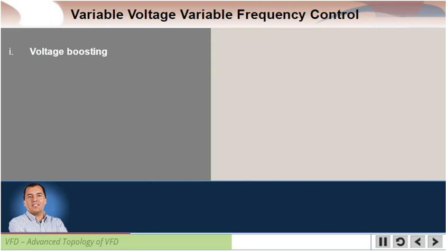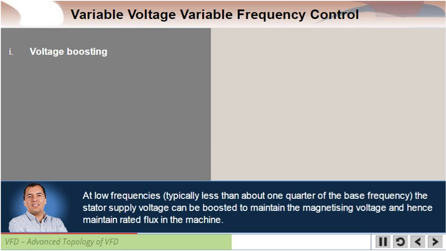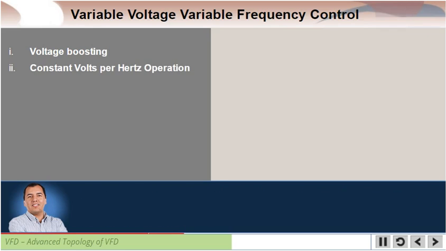First, voltage boosting. At low frequencies, typically less than about 1/4 of the base frequency, the stator supply voltage can be boosted to maintain the magnetizing voltage and hence maintain the rated flux in the machine. Second, constant volts per Hertz operation.